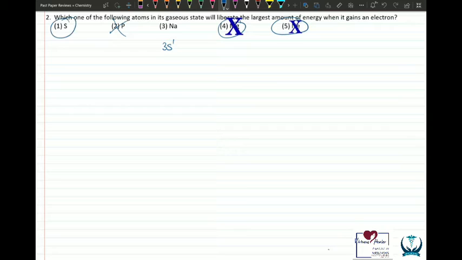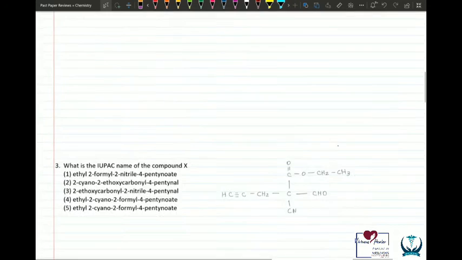Sulfur has a higher E over R ratio. Sulfur has 6 electrons in its outermost energy level divided by its radius, which is smaller than sodium, because along the period the radius of the atom decreases. Therefore, the answer is 1.